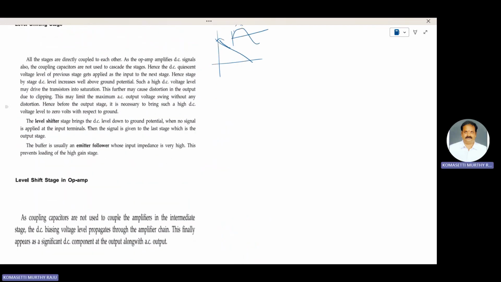The level shifter stage brings the DC level down to ground potential when no signal is applied at the input terminals. Then the signal is given to the last stage, which is the output stage. A buffer is usually an emitter follower whose input impedance is very high. This prevents loading of the high gain stage.